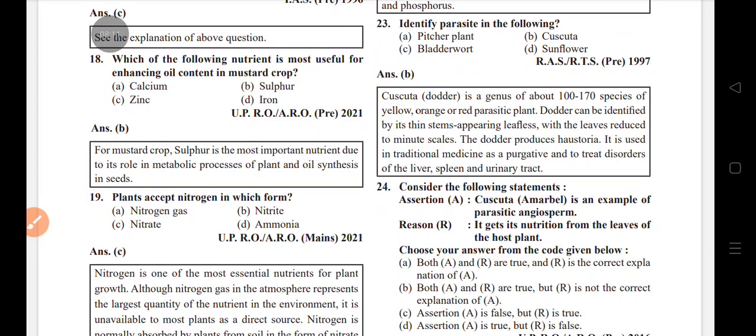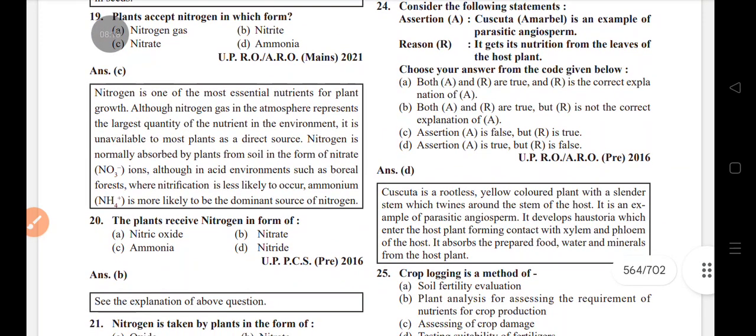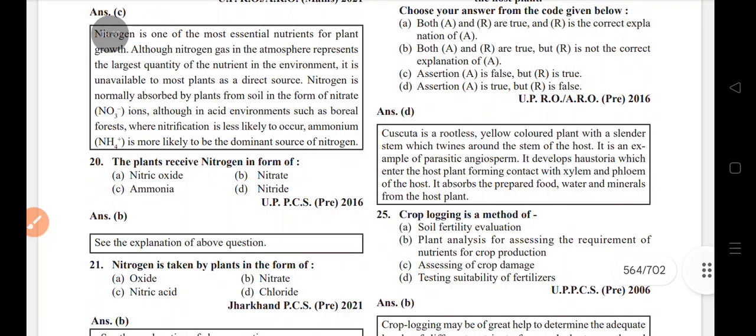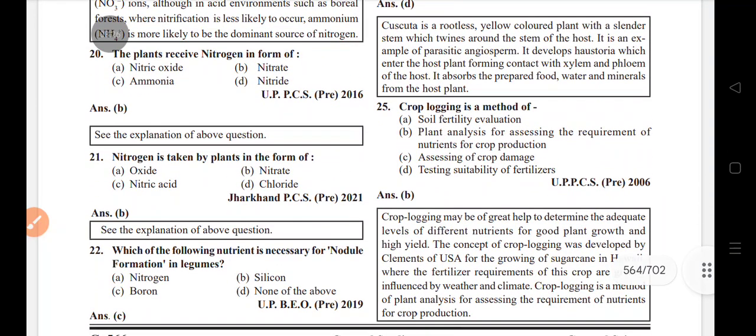Plants accept nitrogen in which form? Nitrate. The plant receives nitrogen in the form of nitrate. Nitrogen is taken by the plant in the form of nitrate. Nodule formation in legumes requires boron.